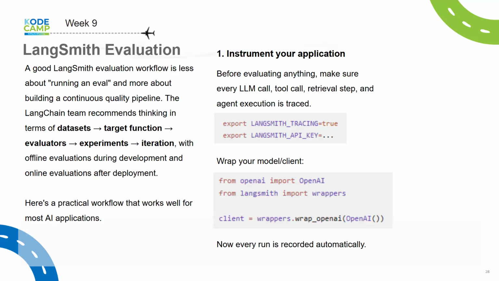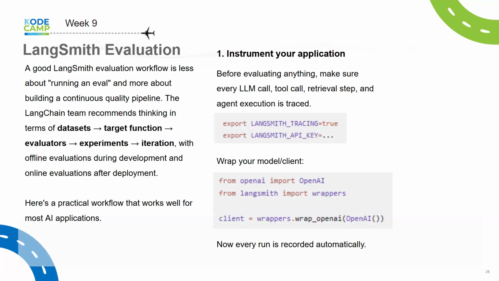LangChain recommends that you think in terms of the dataset that you want to use for your eval. That's the first thing. You have to set up the dataset, and then after setting up the dataset, you have to have a target function. Then you have evals, the evaluators. The evaluators are the things that you use to assess each of those, so you have to create evaluators. And then experiments. Experiments are the different experiments that you will run using the datasets, the evaluators, and the target functions. And then you have iteration.